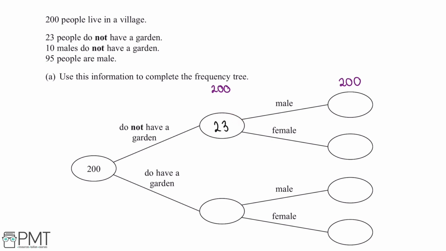The next piece of information we've been given in the question is that 10 males do not have a garden. So we'll look at the side of the people who do not have a garden and then those who are male, and we can fill this in as 10.